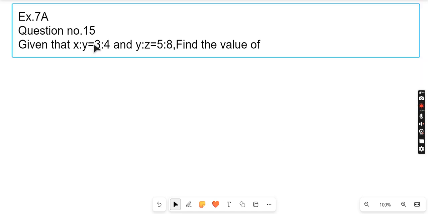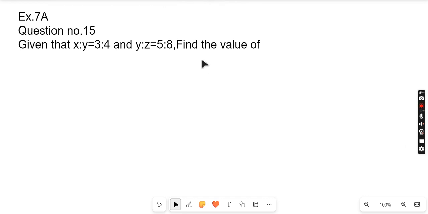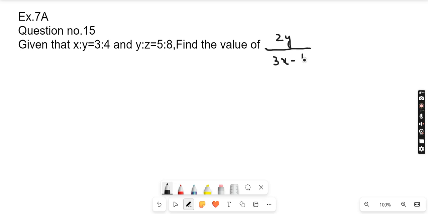This is exercise 7a and we are working with question number 5 now. Question number 5 says, given that x ratio y is 3 ratio 4 and y ratio z is 5 ratio 8, we have to calculate the value of this fraction. The fraction is 2y divided by 3x minus y plus 2z.